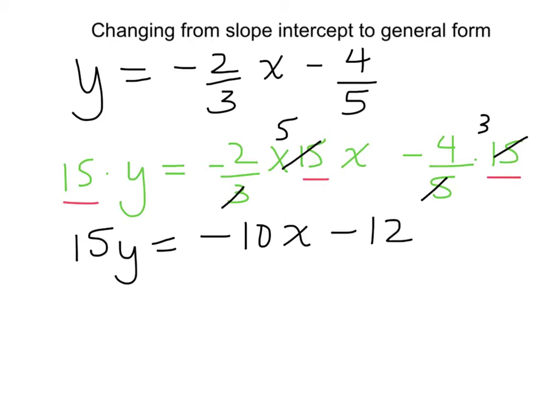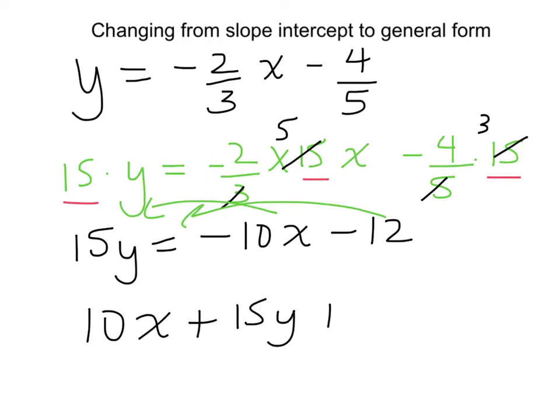Now, we want to turn this into a general equation. We've got rid of the fractions, which is great, but we still have a problem with the x value. The minus 10 coefficient can't be negative. So what we're going to do is bring everything left this time. This will make sure the value for x is positive. So now we get 10x plus 15y plus 12 equals 0.